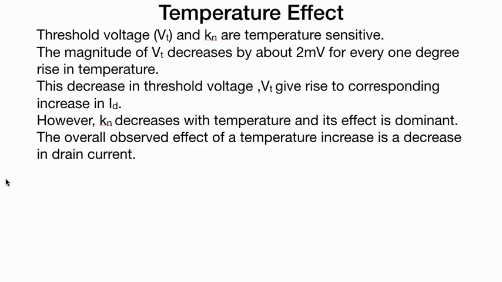Temperature effect. The threshold voltage and the conductance parameter are temperature sensitive. The magnitude of V_T decreases by about 2 mV for every 1 degree rise in temperature. The decrease in threshold voltage gives rise to a corresponding increase in drain current. However, the transconductance parameter decreases with temperature and its effect is dominant. The overall observed effect of a temperature increase is a decrease in drain current.